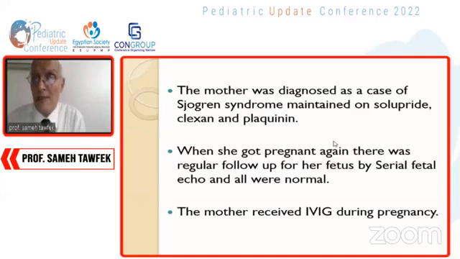When we referred the mother to our rheumatology consultant, the mother had Sjogren syndrome. She was maintained on Solupred, Kelixan, and hydroxychloroquine. When she got pregnant again, she was in regular follow-up for the fetus by serial fetal echo, and all were normal up to a certain point. The mother received IVIG during pregnancy.